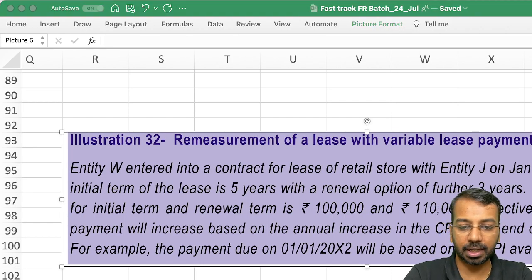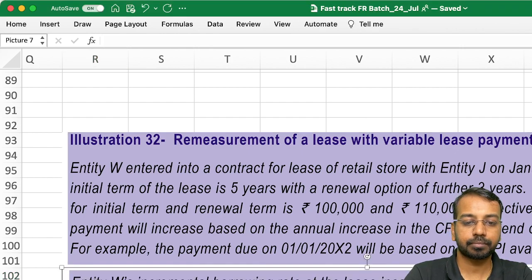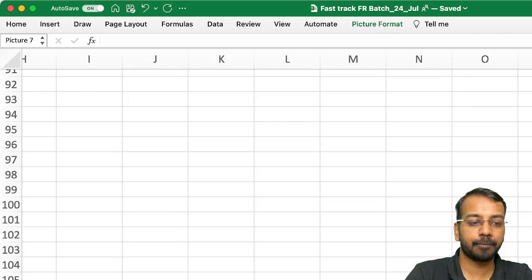And if you have study material handy, please keep it. The same question is also available in the notes. You can refer to it subsequently also, not a problem. Okay.